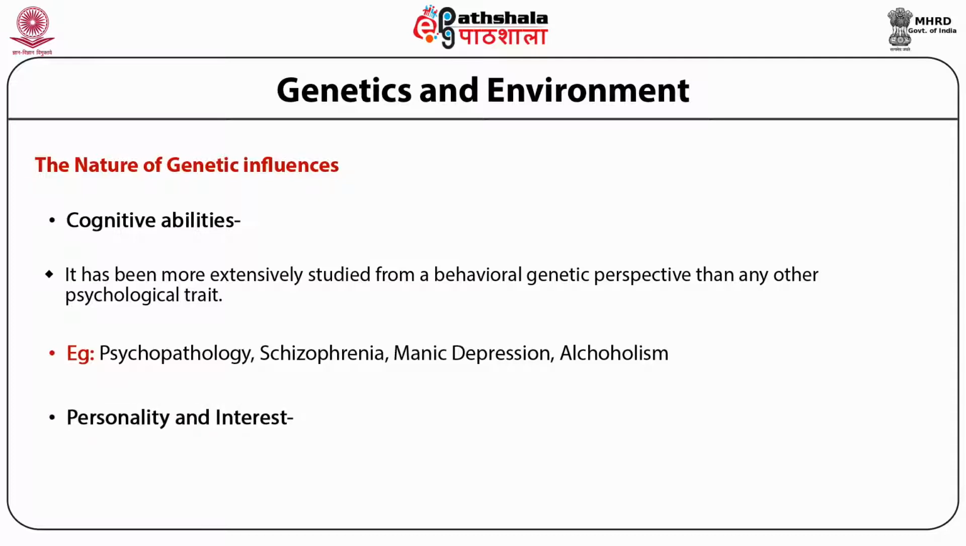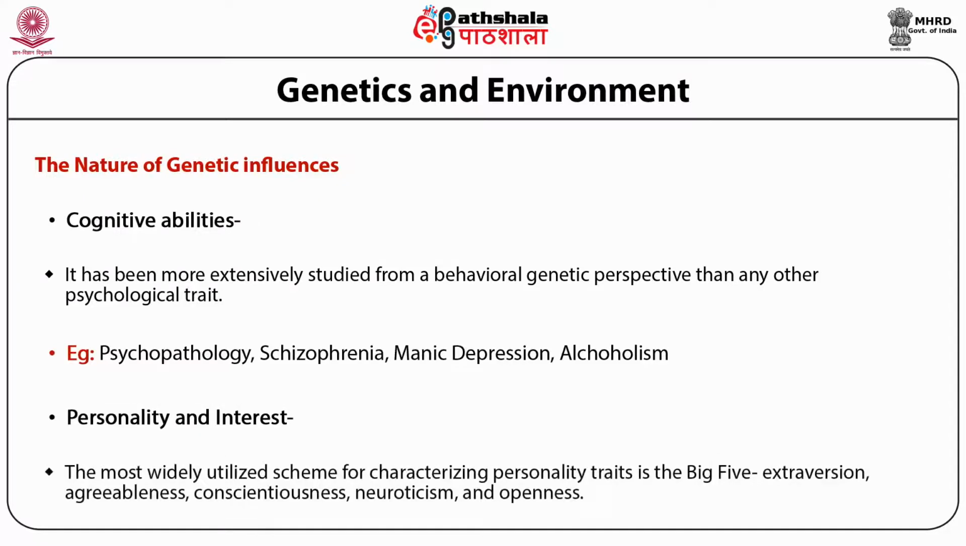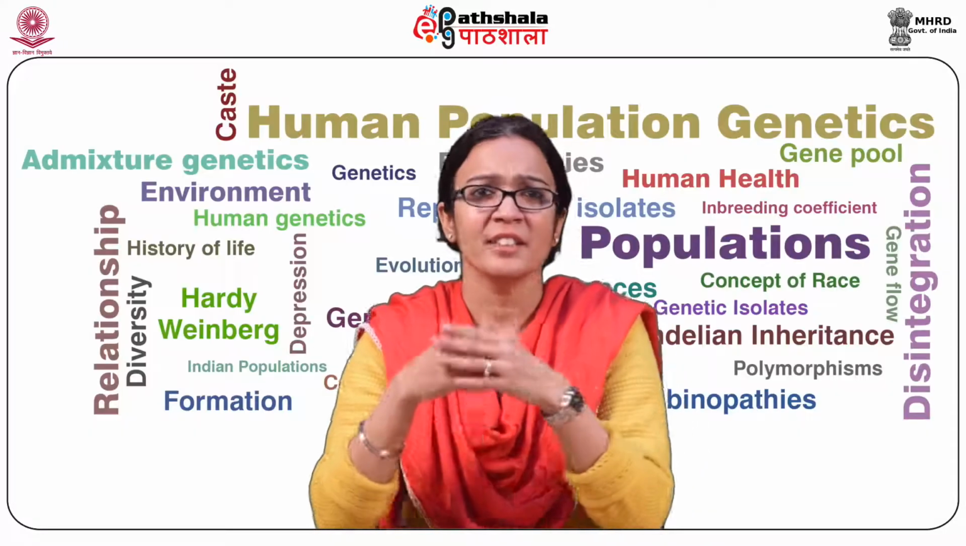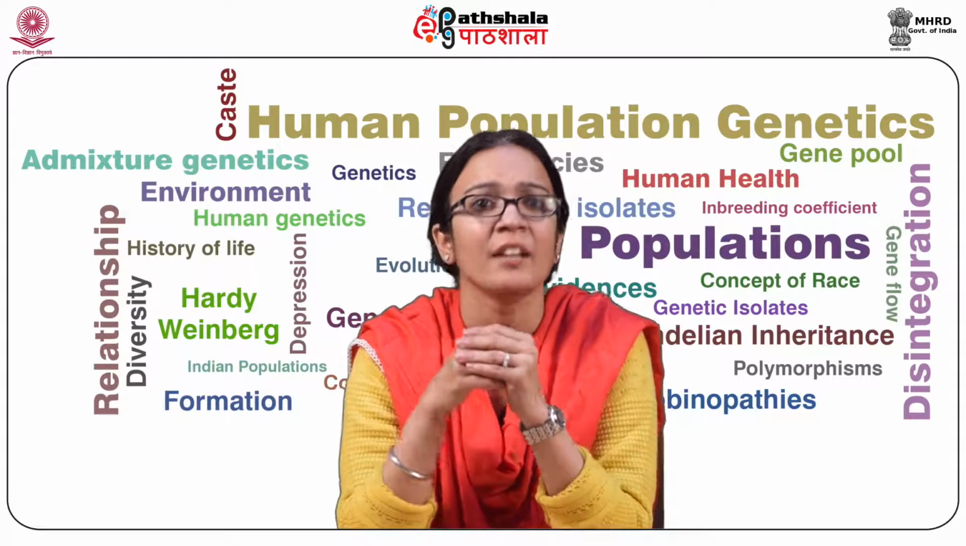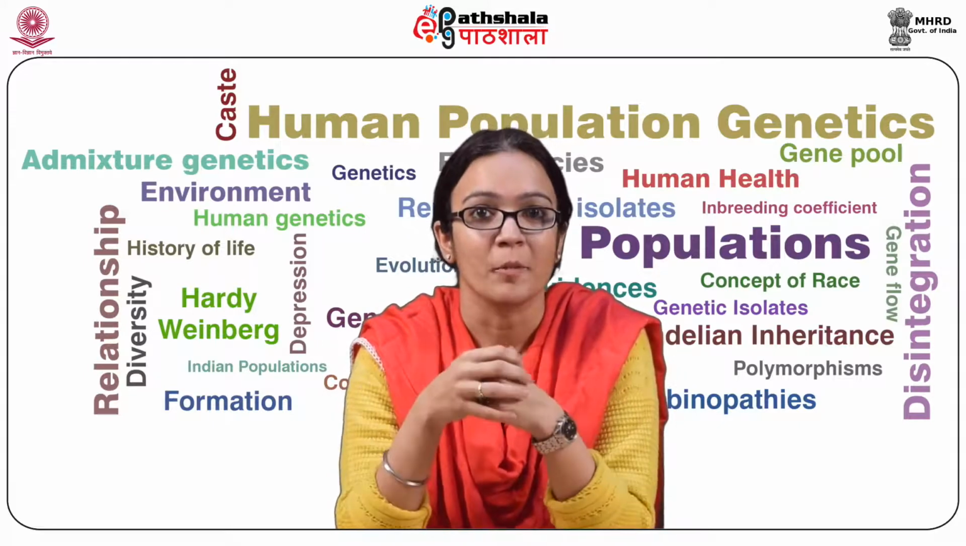Personality and interest. The most widely used scheme for characterizing personality traits is the Big Five: extraversion, agreeableness, conscientiousness, neuroticism, and openness. Now let us study the effects of heredity and environment on our personality.